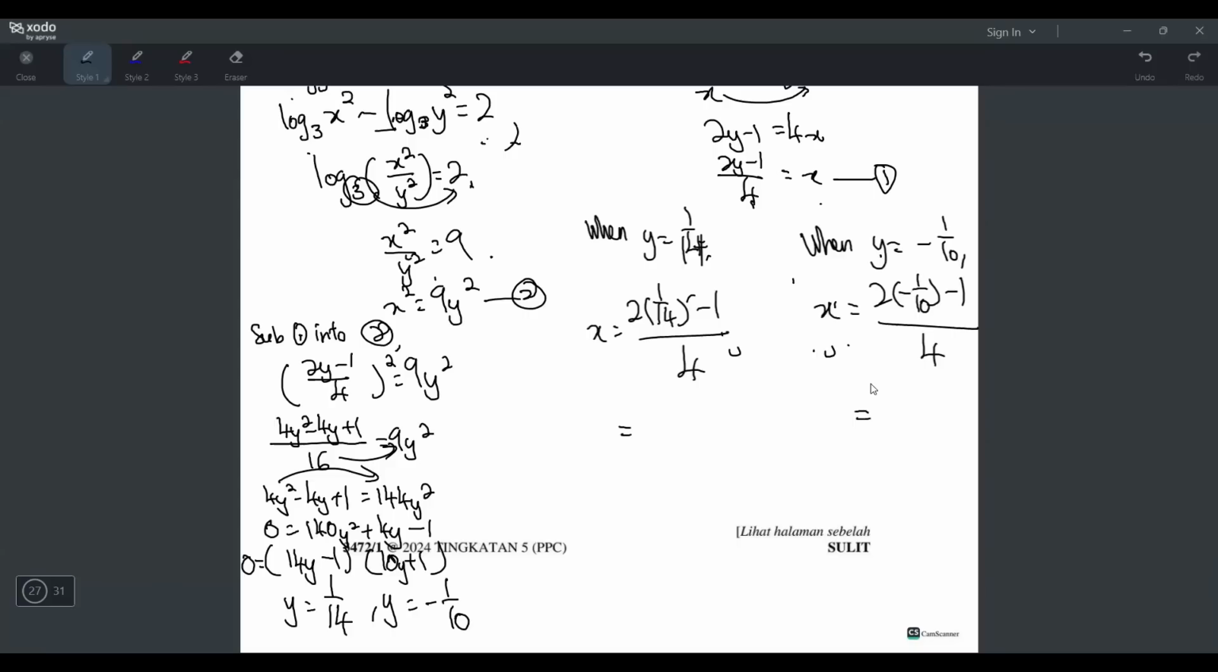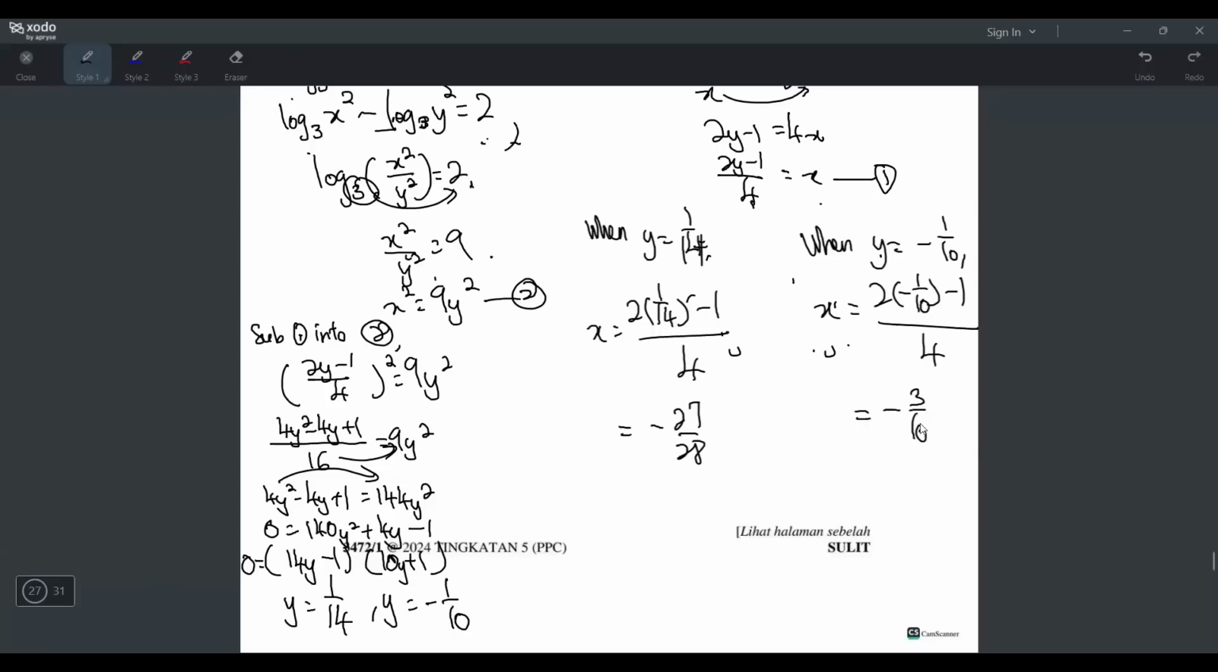2 over 14. 1 over 7. And then minus 1, answer divide 4. Okay, my calculator give me negative 27 over 28. And then the other one, 2 times negative 1 over 10 is negative 1 over 5. And then minus 1, and then answer divide 4. Okay, my calculator give me negative 3 over 10.